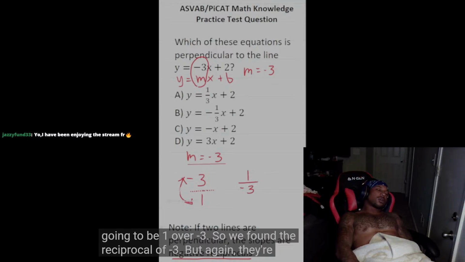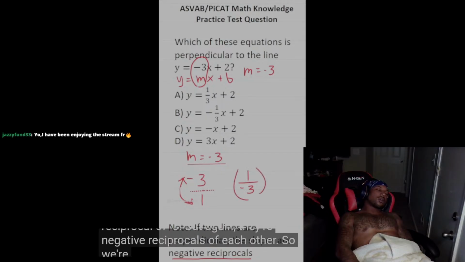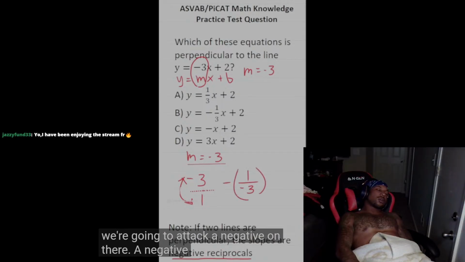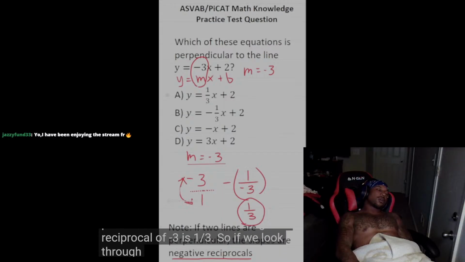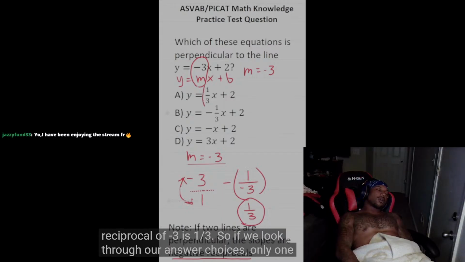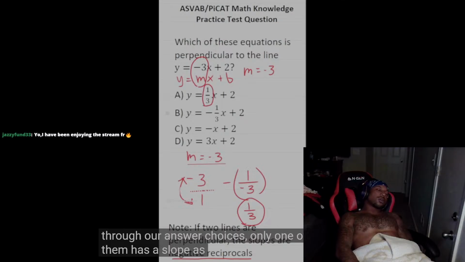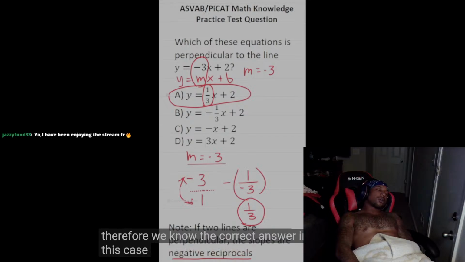So we found the reciprocal of negative 3. But again, they're negative reciprocals of each other, so we're going to tack a negative on there. A negative times a negative is a positive, so these two negatives become positive. In other words, the negative reciprocal of negative 3 is 1/3. So if we look through our answer choices, only one of them has a slope of positive 1/3. So therefore, we know the correct answer in this case is A.